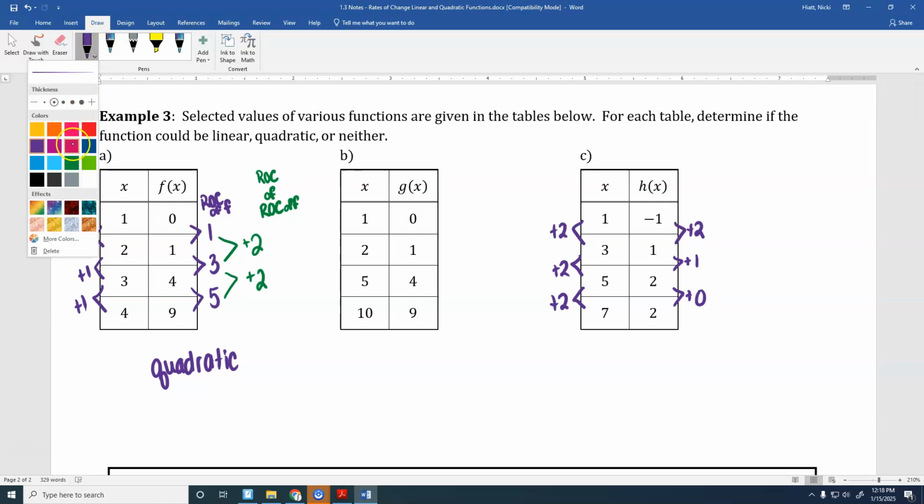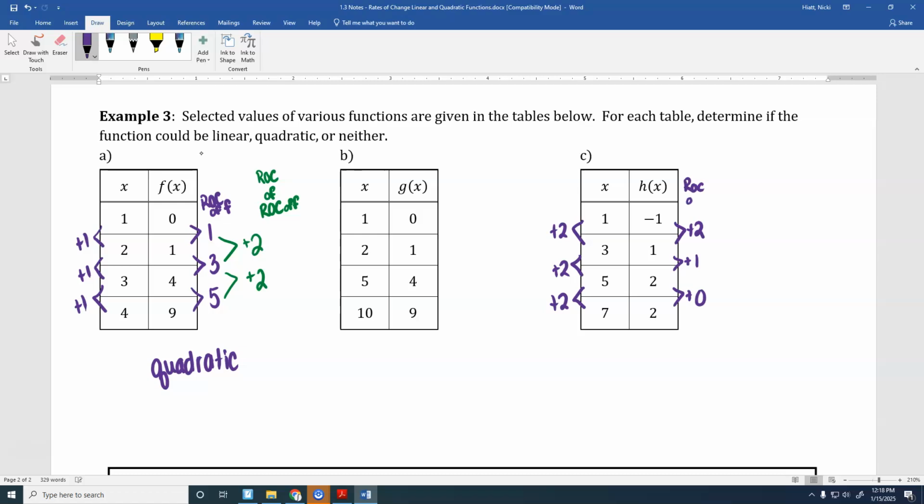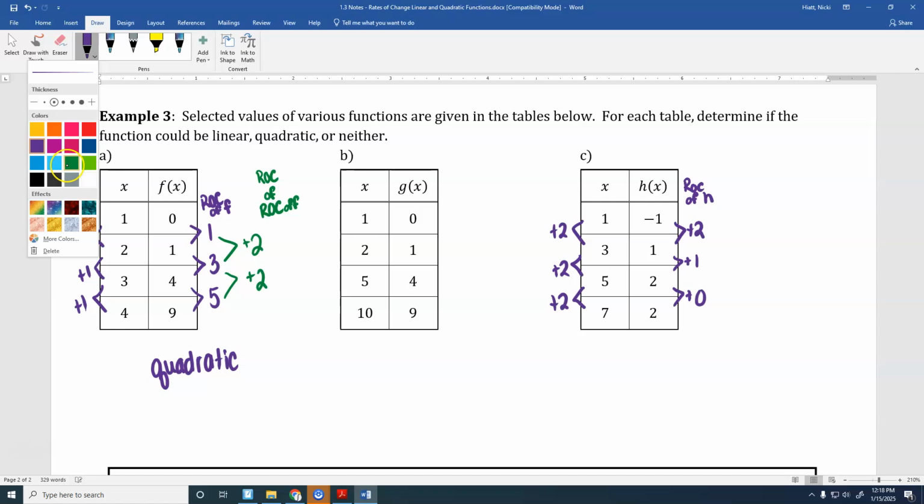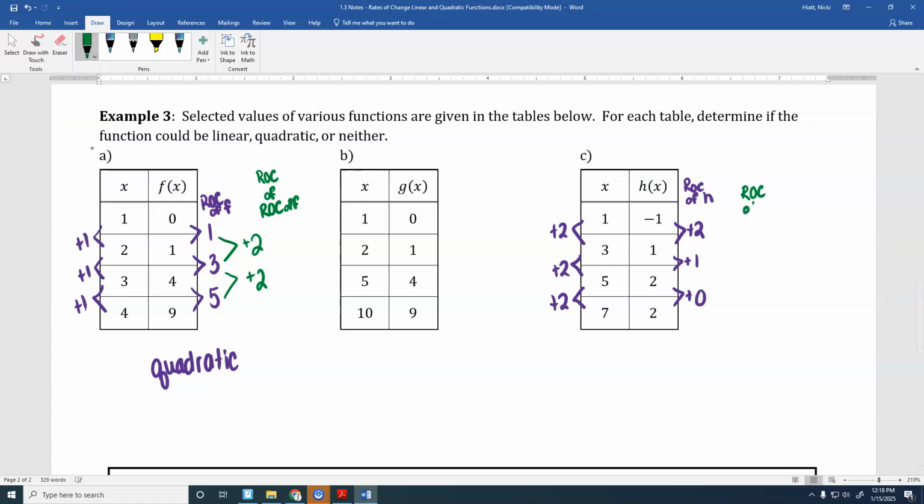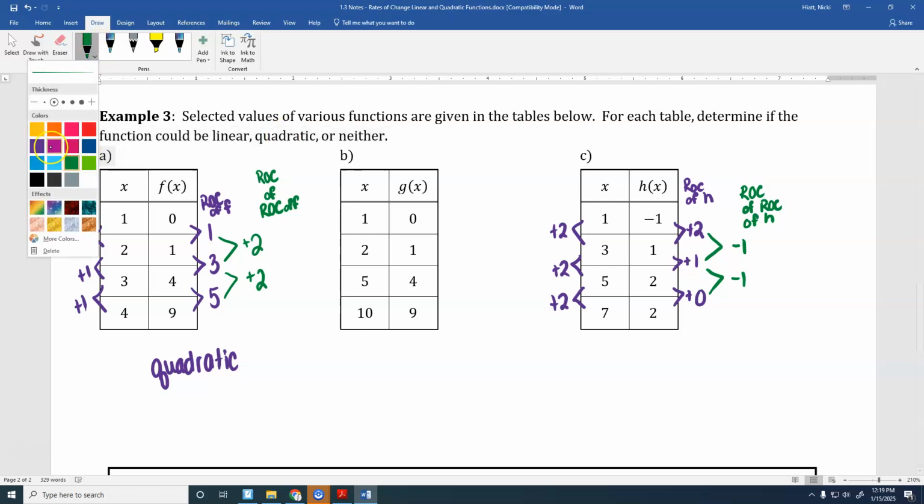However, let me label this. This was the rate of change of h. So if I do this again, if I do the rate of change of the rate of change of h, right? If I do this a second time, from 2 to 1 goes down 1. From 1 to 0 goes down 1. Those numbers are the same. So this one is also quadratic.